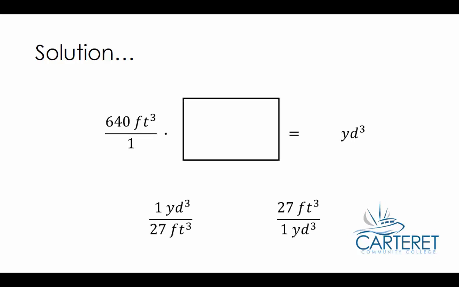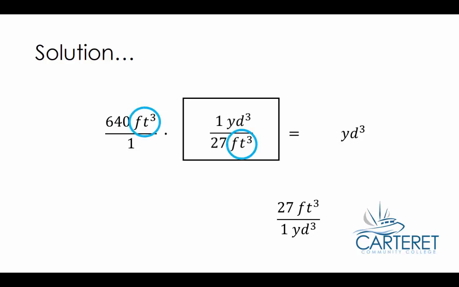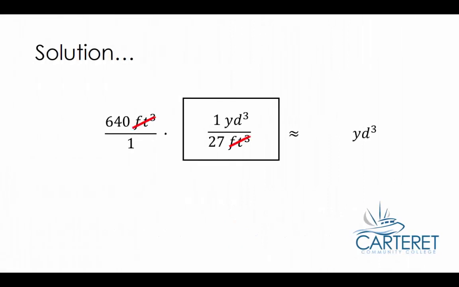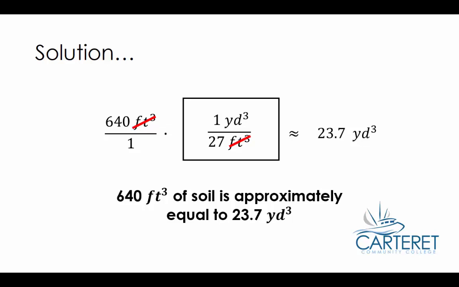So which unit conversion factor is correct? Right, 1 cubic yard is equivalent to 27 cubic feet. Our units of cubic feet are in opposite parts of the fraction, and thus will cancel out. Multiplying this fraction straight across, we see that 640 cubic feet of soil is approximately equal to 23.7 cubic yards of soil. Again, in the real world, you would need to order 24 cubic yards of soil for your garden.